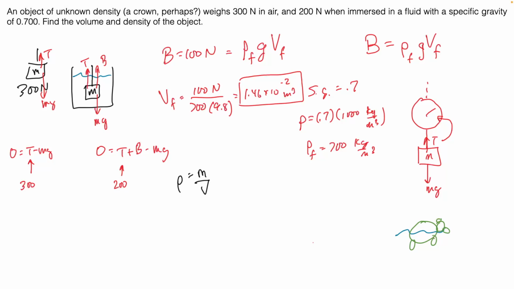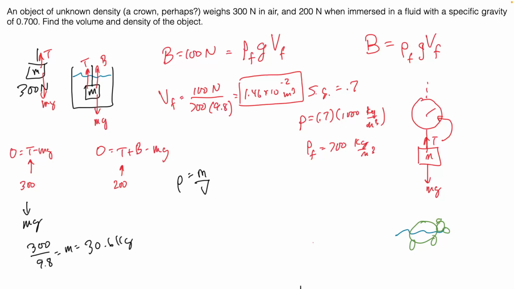We know the weight in air, don't we? And we know that weight, this 300, is equal to mg. So, no problem. Divide by 9.8 to get the mass. I did that. I got 30.6 kilograms. That's like a 60-something pound crown. I hope this isn't a crown.